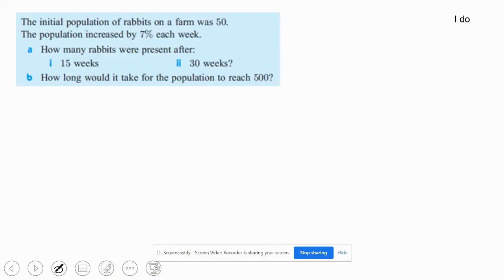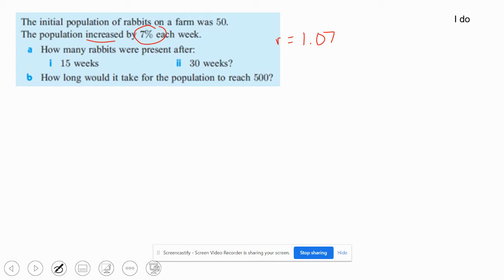Okay, so we got two things we're looking for. Is it growth or is it decay? And so if it's growth, you're going to have 100% plus the percent, or 1 plus the percent. And if it's decay, you're going to subtract. So this is rabbits. So they're increasing by 7% each week. So our R would be 1.07.